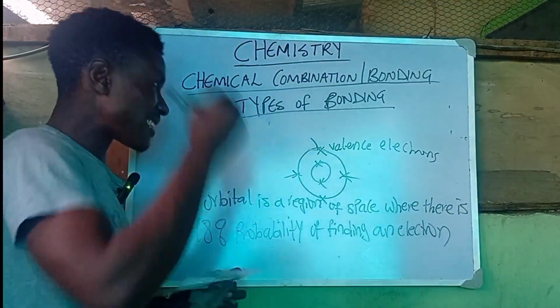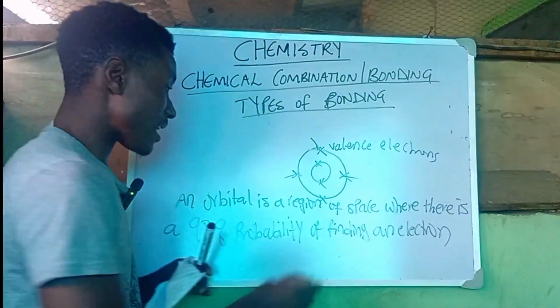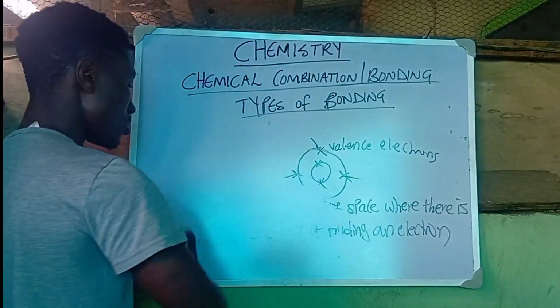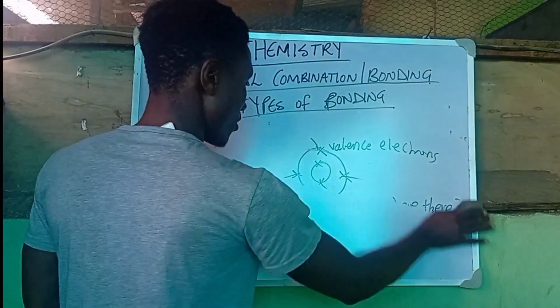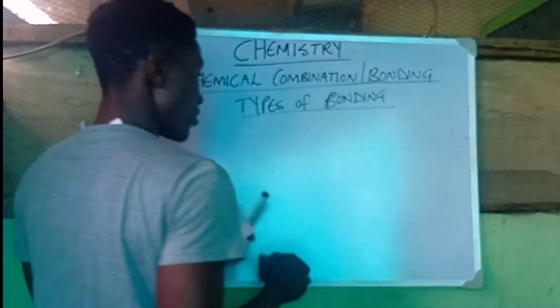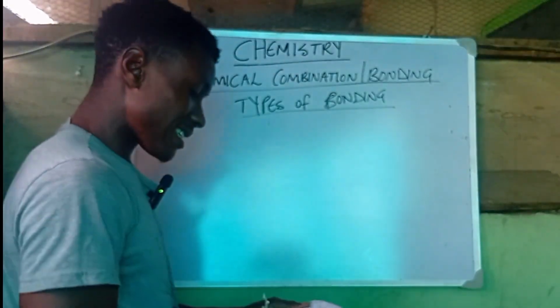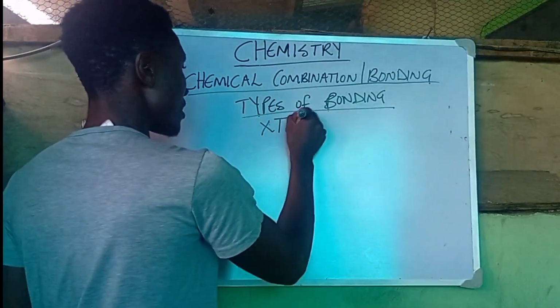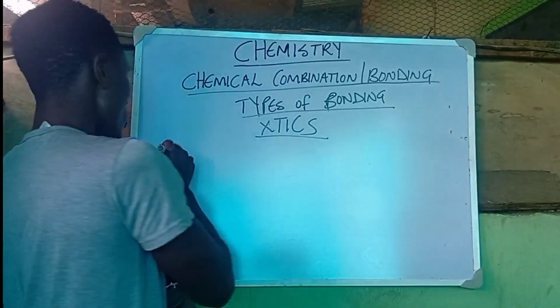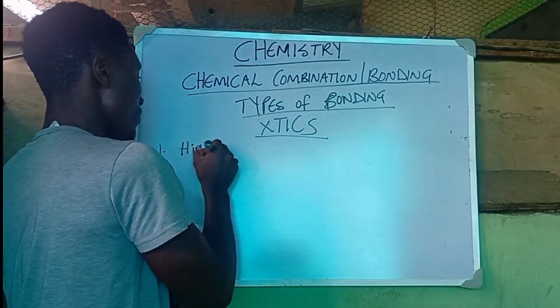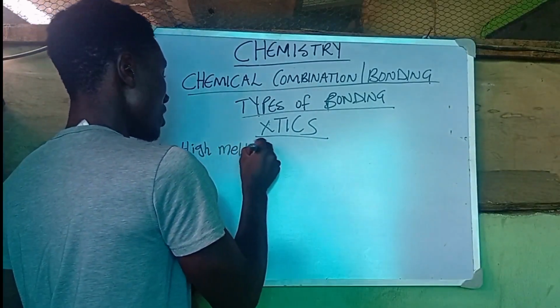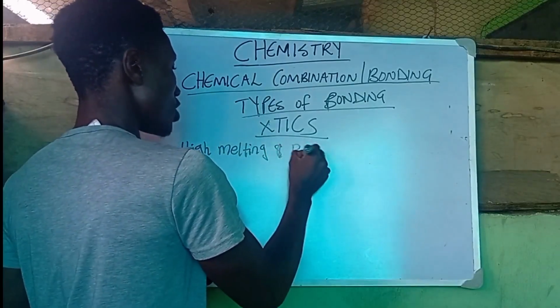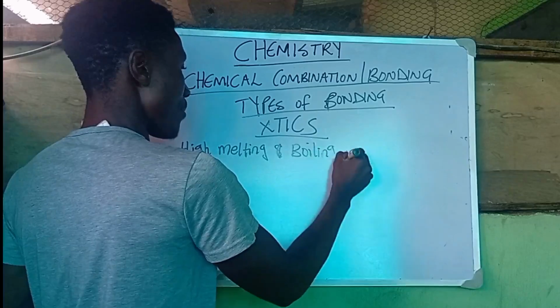So let's talk about the characteristics of this electrovalent or ionic bonding. The number one characteristic is that it has high melting and boiling points. So we say number one, high melting and boiling points. We'll just be listing them down.